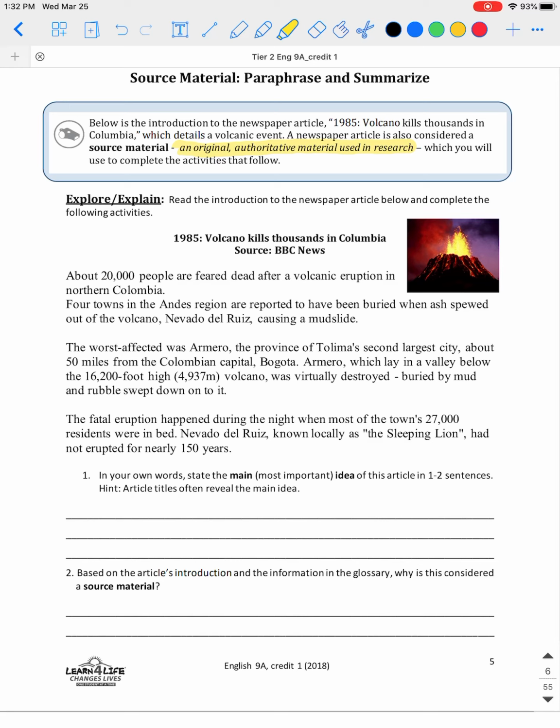So in your own words, state the main idea, which is the most important idea, of this article in 1 to 2 sentences. The hint they give you is article titles often reveal the main idea. So you can start this one off with: the main idea of this article is, and then hint again, use the title. So go ahead and fill that one out.